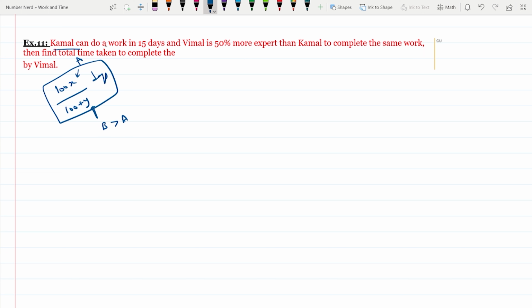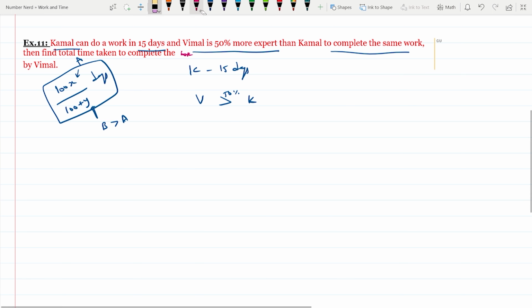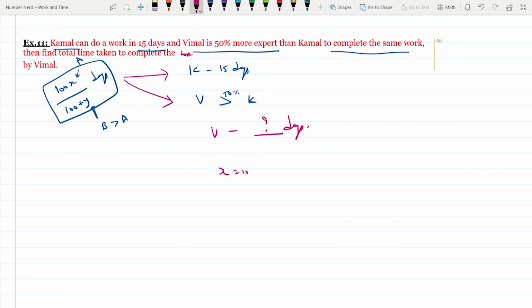The question says Kamal can do a work in 15 days and Vimal is 50% more expert than Kamal to complete the same work. Then find the total time taken to complete the work by Vimal. So we have to find in how many days Vimal can complete the same work. Let's compare the formula to this question. Here x is 15 days and y is 50%.